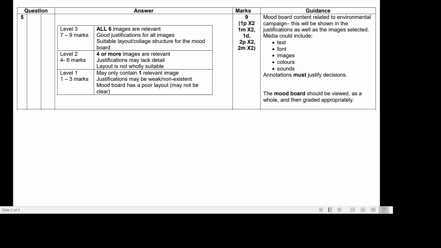Okay, now for level 3, for 7 to 9 marks, all of the images that they have selected must be relevant. They must have good justifications that explain why they've picked each image, and they should have thought about how they've laid it out, separating the text, font, images and colours out in a suitable fashion.